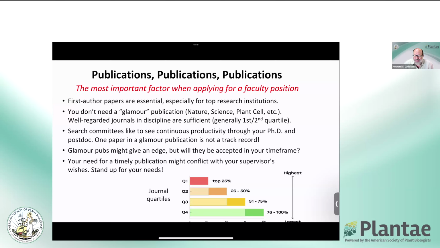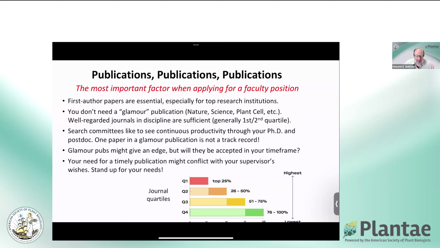You want to have a few papers at least. And another thing about these glamour publications is that, yeah, they might give you an edge. It's impressive to see those in a CV, but you also have to think about whether they'll be accepted in your time frame. So I earlier pointed out that you need to pace your publication frequency or rate along with when you're going to be applying for jobs.